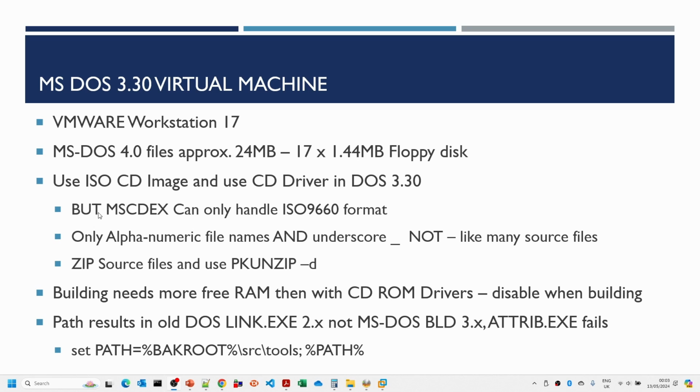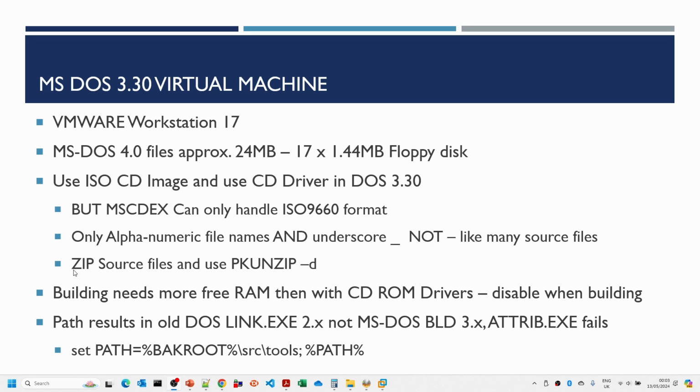The only issue is that when I first tried this I had some problems because the DOS environment can only handle the ISO 9660 format, and that only allows you to have alphanumeric file names and underscore, and a lot of the DOS source files have actually got the dash, minus sign in them, and when you convert it into an ISO format, it will substitute the dashes with underscores, so that messes everything up.